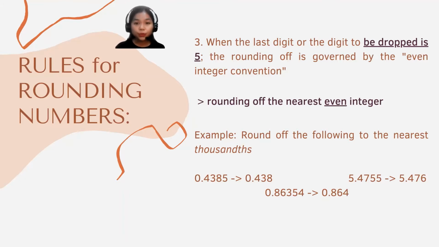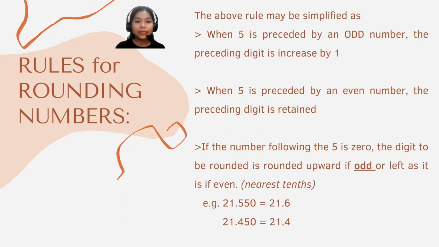Therefore, we just need to remove or drop 5 and retain the even number, which is 8. So the answer is 0.438. What if the number following the 5 is 0, so we could not directly identify even and odd number? What's the rule for this? Okay, here it is. The digit to be rounded is rounded upward if odd, or left as it is if even. So again, the same rule is applicable.